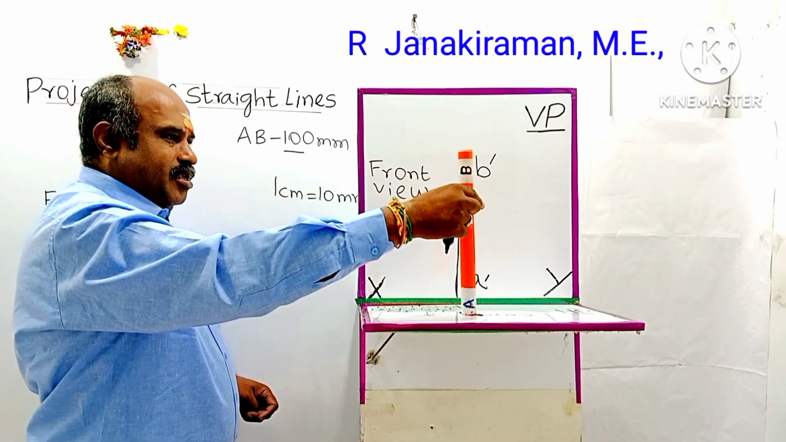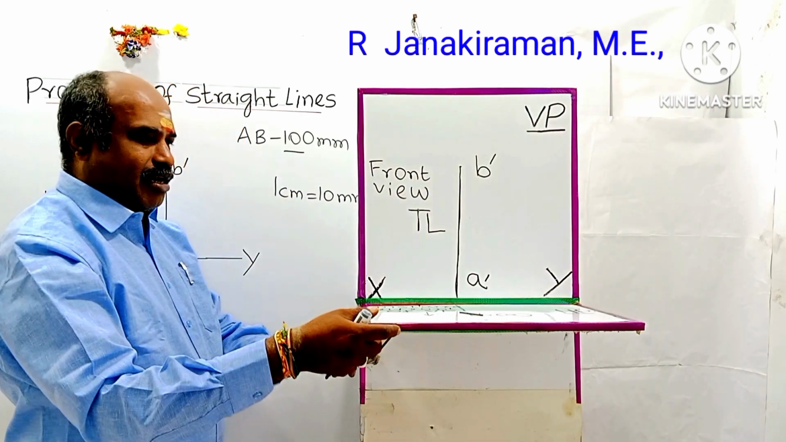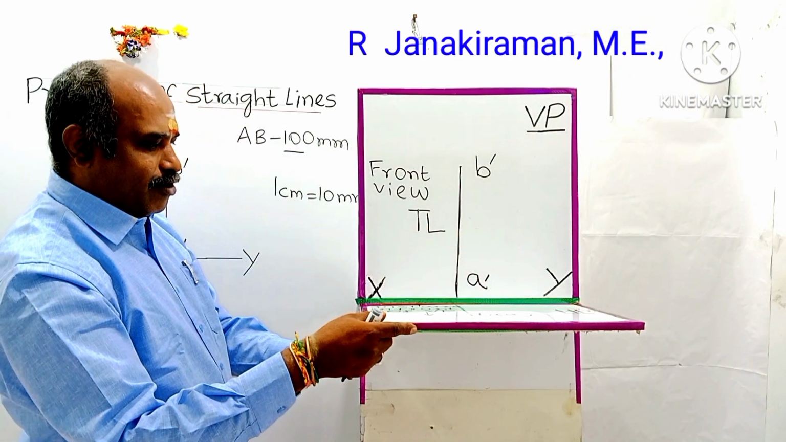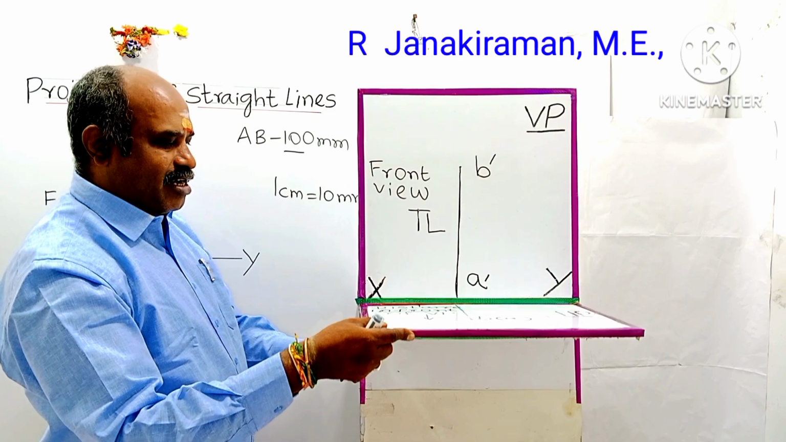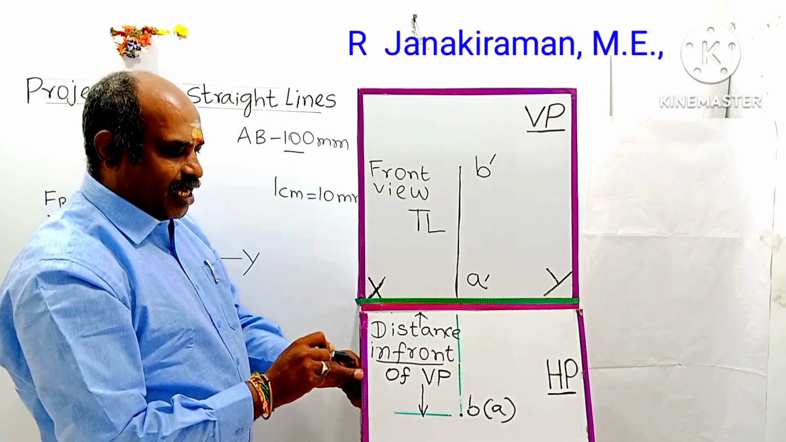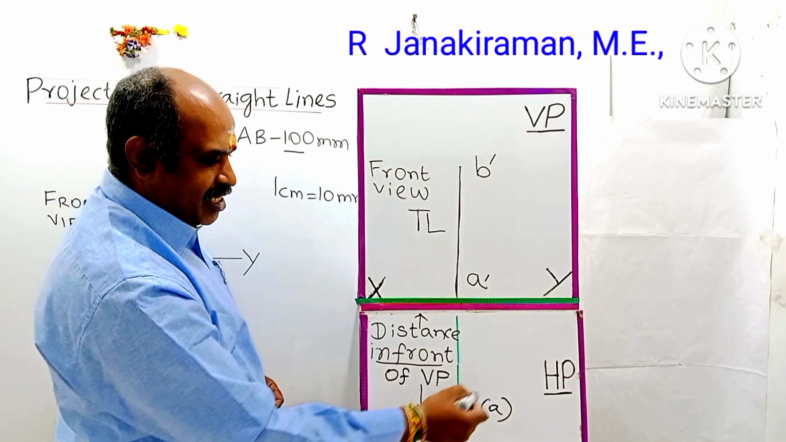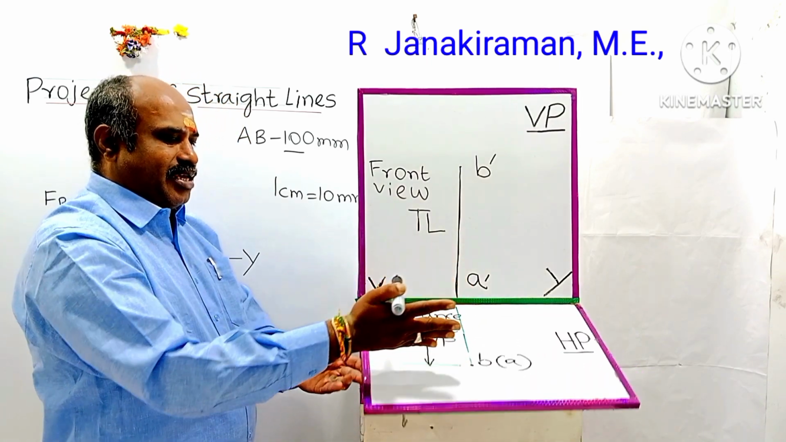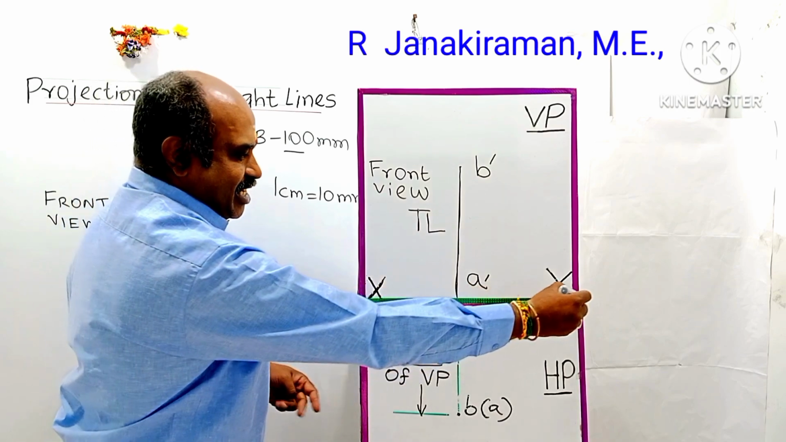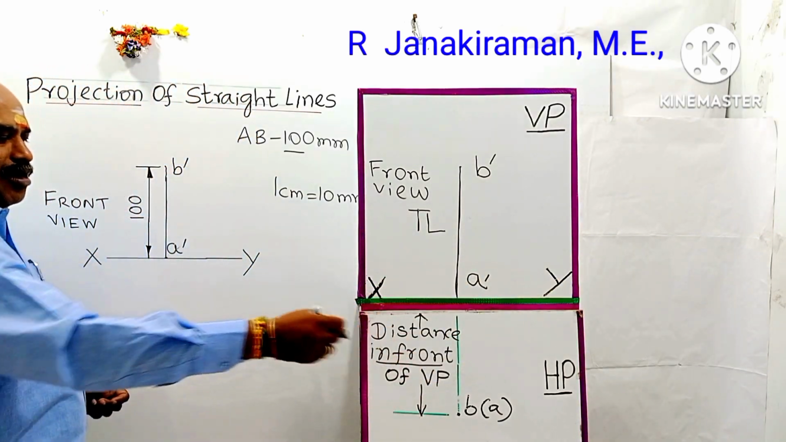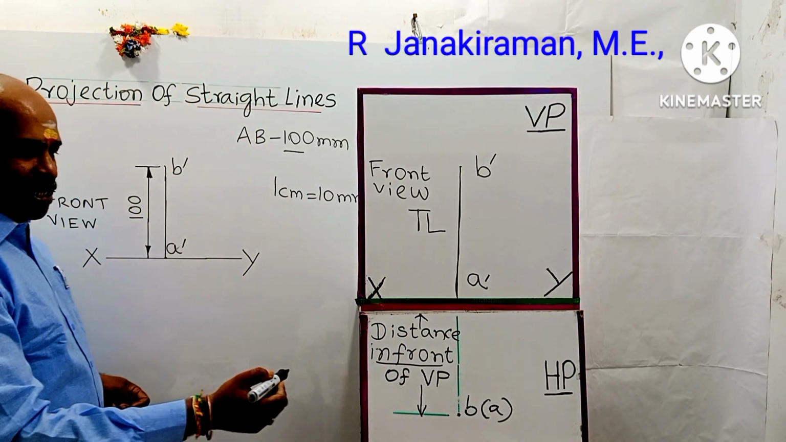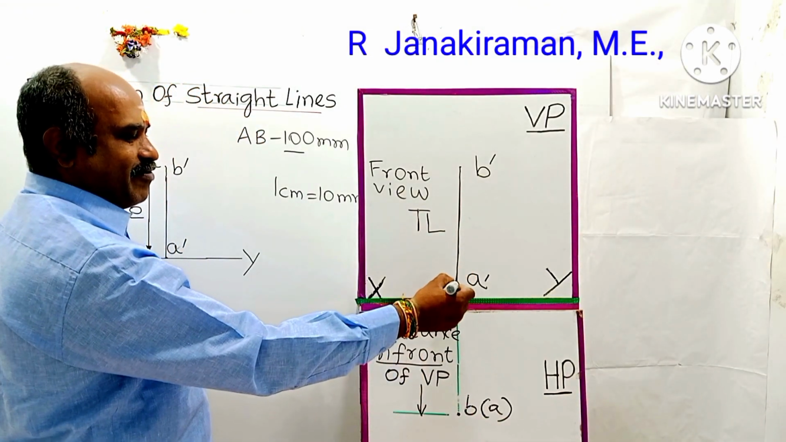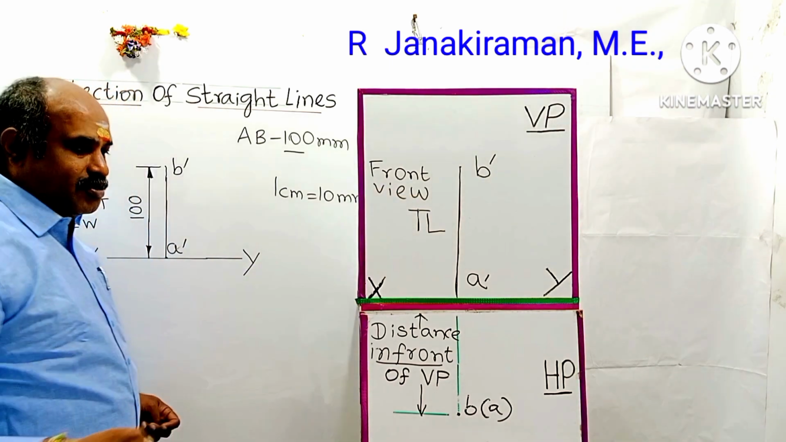So when I turn the HP after projection, the HP will come below the XY line. I'm going to turn it 90 degrees downward. It's called the clockwise direction. So the HP comes below the XY line, and this is the distance, as I told you earlier, in front of VP that comes below the reference line, XY line. The view projected is called the top view, which will be a single point, written as lowercase b bracket a. Front view means a letter with a dash will come. This you have to understand.